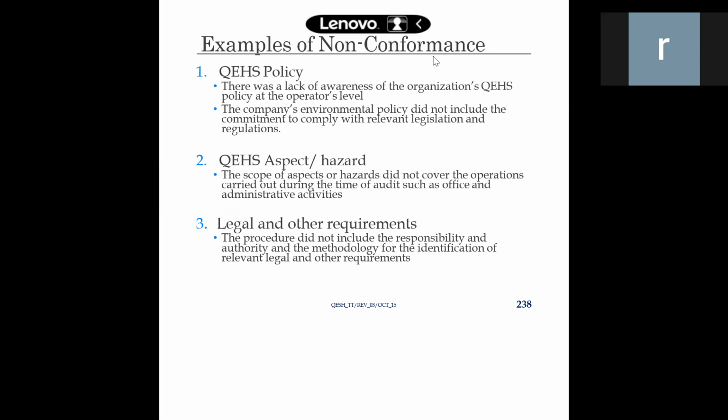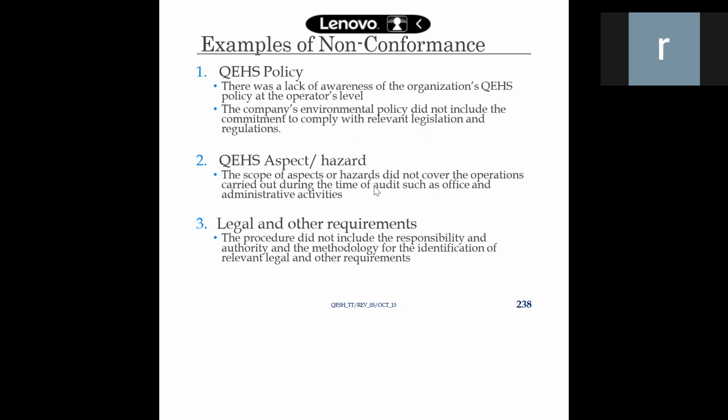Okay, examples of non-conformance. QHS policy: there was a lack of awareness of the organization policy at the operator level. The company's environmental policy did not include the commitment to comply with relevant legislation and regulations. So this is a non-conformance. Aspects and hazards: the scope of the aspects and hazards did not cover the operations carried out during the time of audit, such as office and administrative activities.